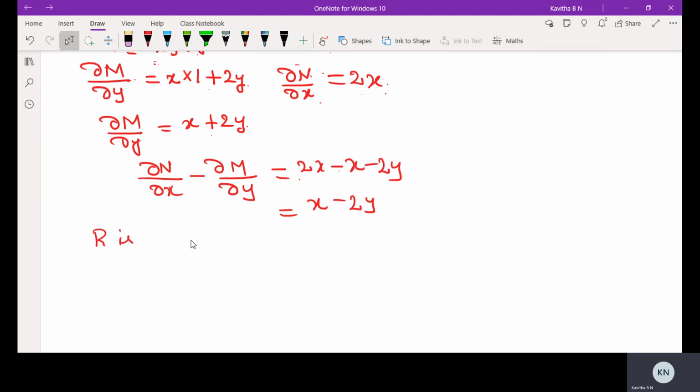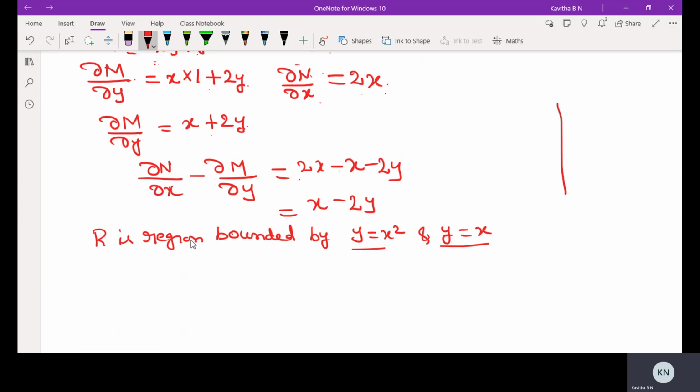R is the region bounded by y is equal to x square and y is equal to x. Okay, we need to find the region here. Then observe the diagram.